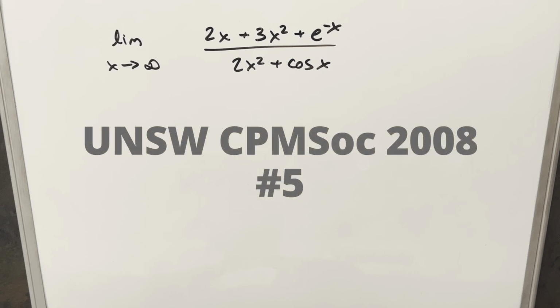Okay, we have here another problem to add to our limits playlist. We have the limit as x approaches infinity of 2x plus 3x squared plus e to the minus x over 2x squared plus cosine x.